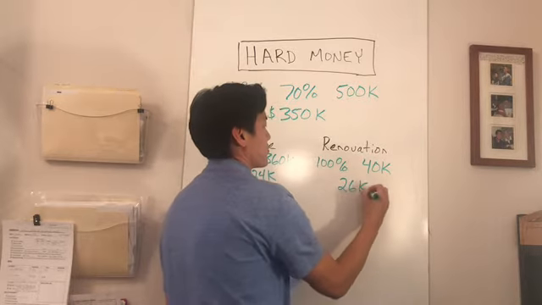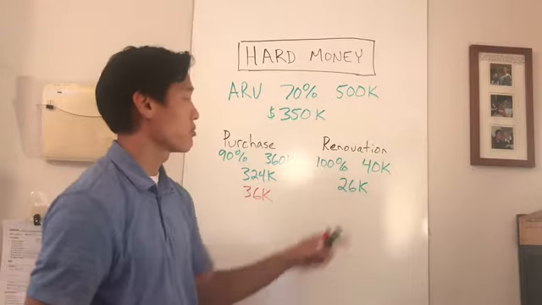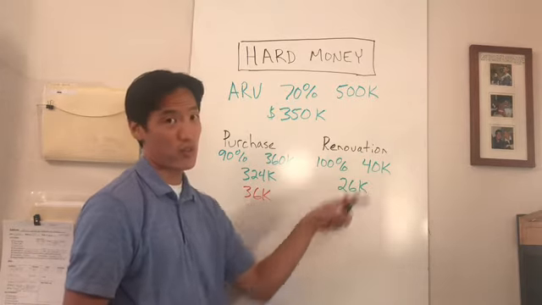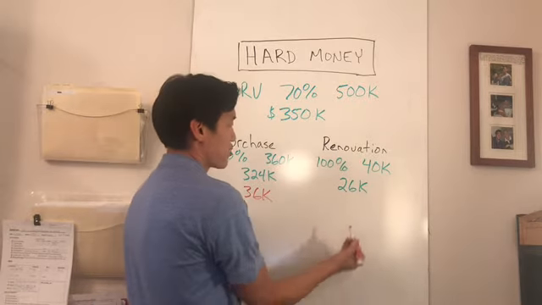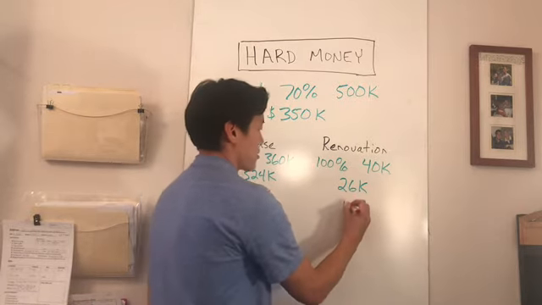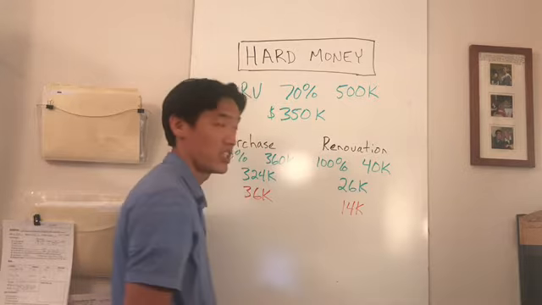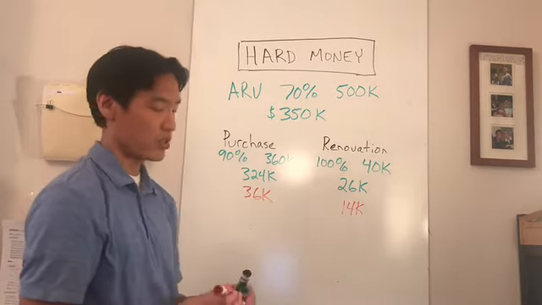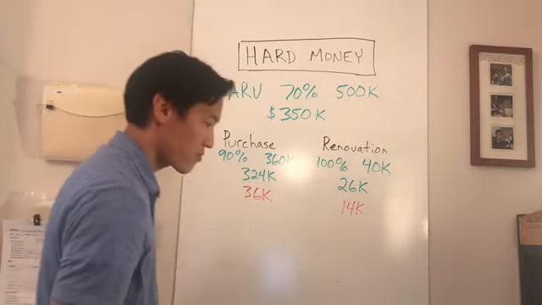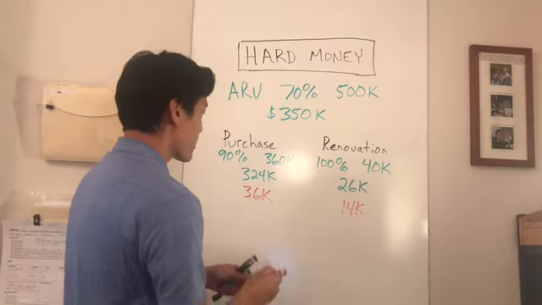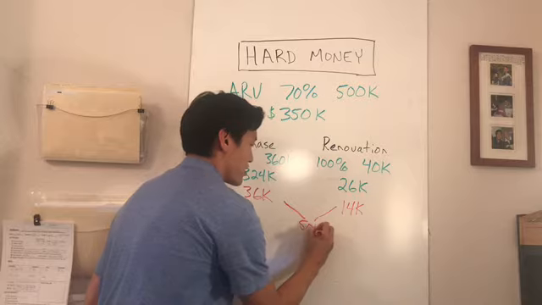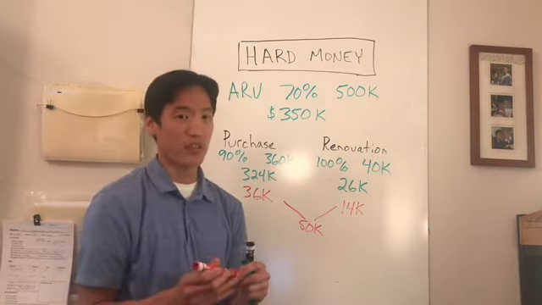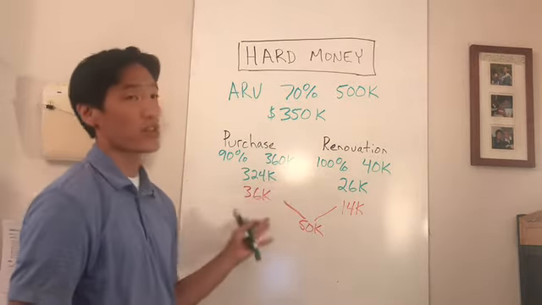So notice I'm going to be short on my renovation as well. I'm going to have to come up with some more capital. 40 minus 26,000 is $14,000 of additional capital that I will need in order to do this project. If you add those two up, that is a total of $50,000 of capital that I will need for the purchase and renovation of this project.